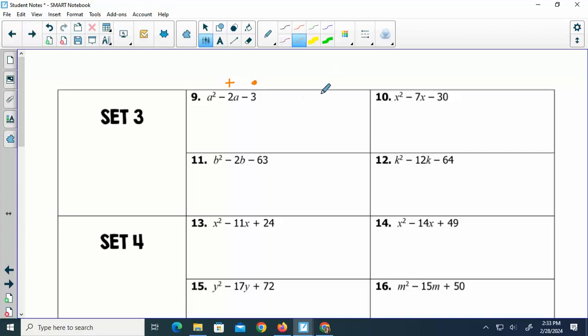Okay, so things that multiply to 3. We could do 1 and 3, but we know one of them is negative, and since I want a negative in the middle, it has to be the bigger one. 1 times -3 is -3. 1 minus 3 is -2. So this factors into a plus 1, a minus 3.